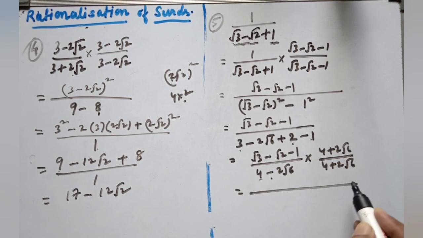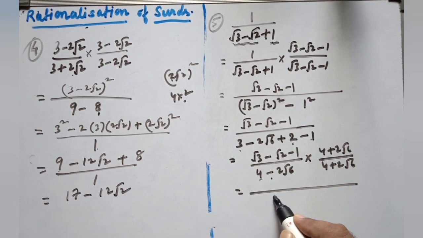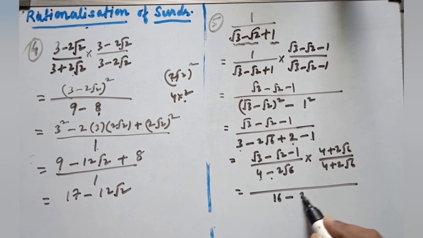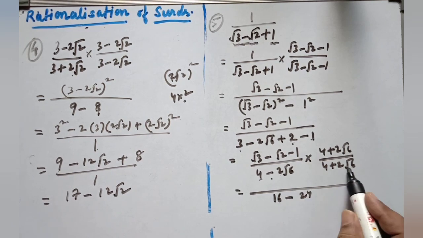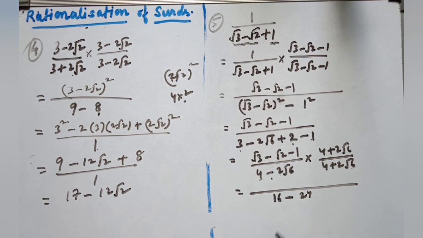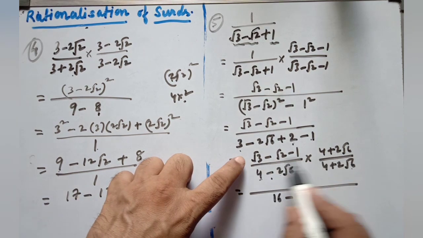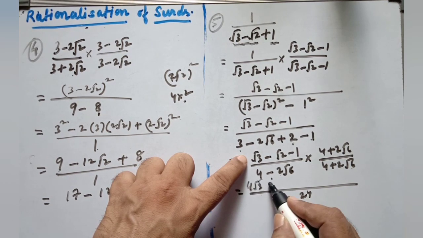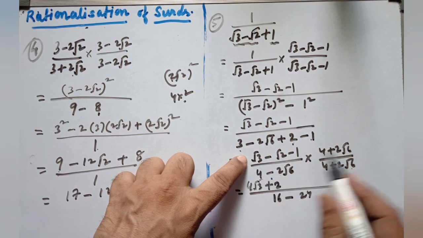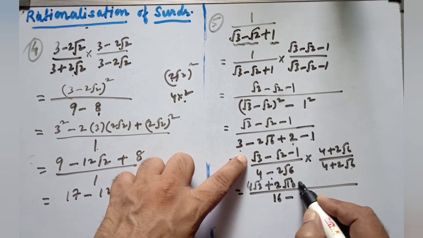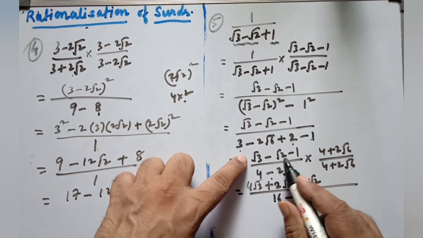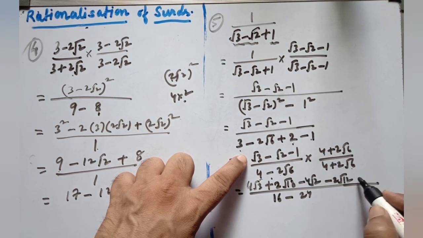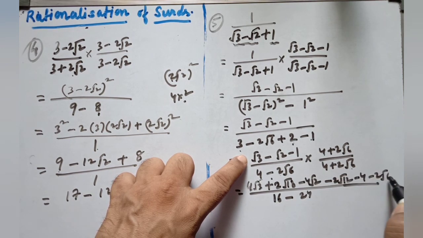Now you multiply numerator and denominator. In the denominator you will get 4 square is 16 minus 2 root 6 square is 4 into 6, which is 24. 2 square is 4 and root 6 square is 6, so 4 into 6, 24. Now you multiply the numerator term by term. This into this, 4 root 3 plus 2 root 3 into root 6 is root 18, minus 4 root 2, minus 2 root 12. Then you multiply by minus 1: minus 4 minus 2 root 6.